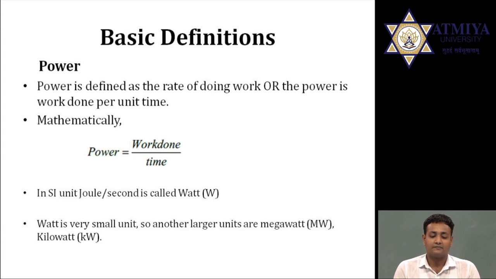Next is power. Power is defined as the rate of doing work, or work done per unit time. Mathematically, it is derived by P is equal to W by T, work done per unit time, and the unit of power is watt, kilowatt or joule per second.